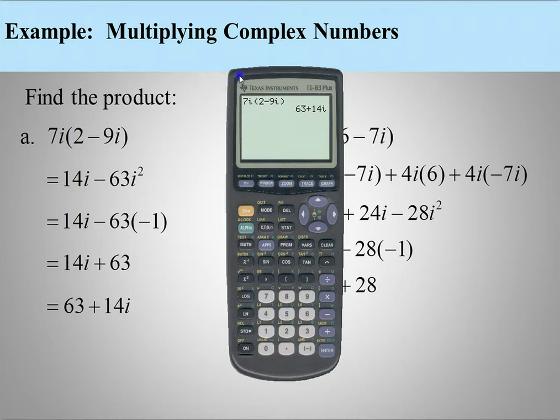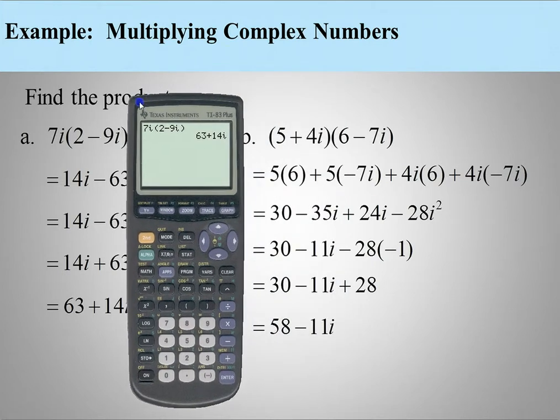Now let's do it using the calculator. I'm going to clear this. I'm going to have 5 plus 4 second i times 6 minus 7 second i, close, and I get 58 minus 11i.